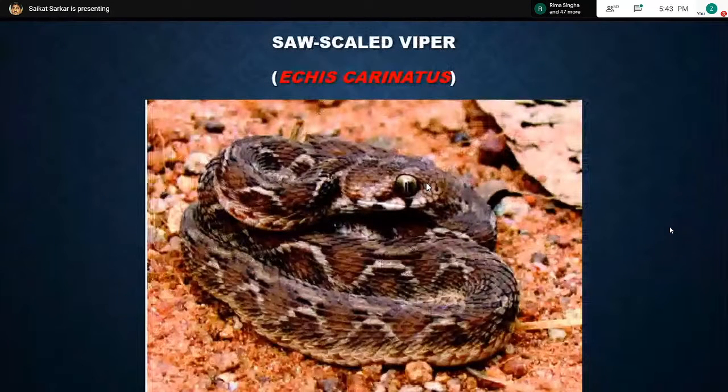Now this is the saw-scaled viper, Echis carinatus. This one is the most frequent biter. I mean, the most number of bites that we register, if you consider snakebite only in India, this is number one. And this is of course a pitless viper, and it also has a very, very disfiguring venom. Bleeding is a very common thing. Coagulopathy, very serious coagulopathy, is the characteristic feature of the venom of this particular species.